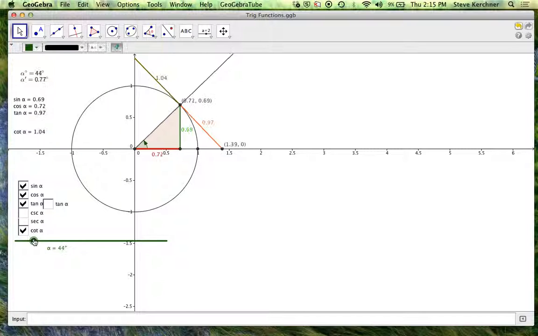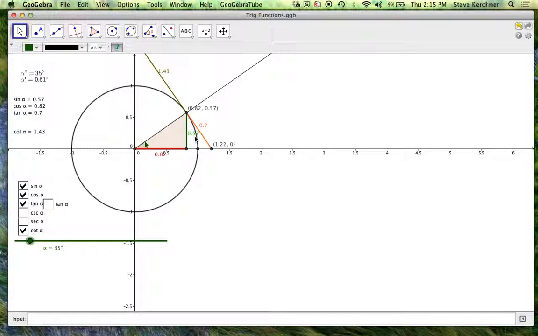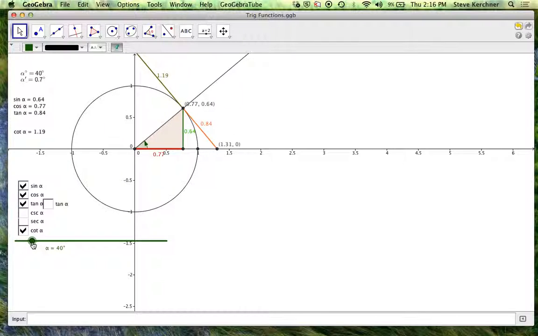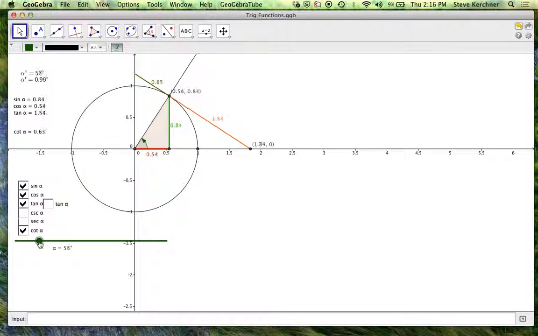If I decrease the angle, the tangent is decreasing, the cotangent is increasing. Again, I can find 1.43 by dividing 0.82, cosine value, by the sine value, 0.57. Or I could take 1 and divide it by 0.7, that's the tangent value, to get 1.43. As we move around the unit circle, you can see the cotangent will decrease in value as the tangent increases because they're reciprocals of one another.